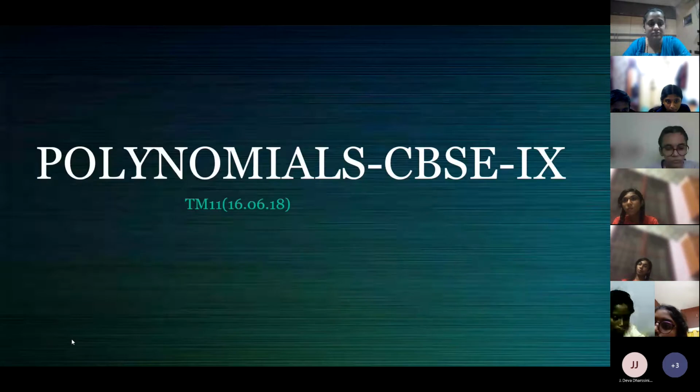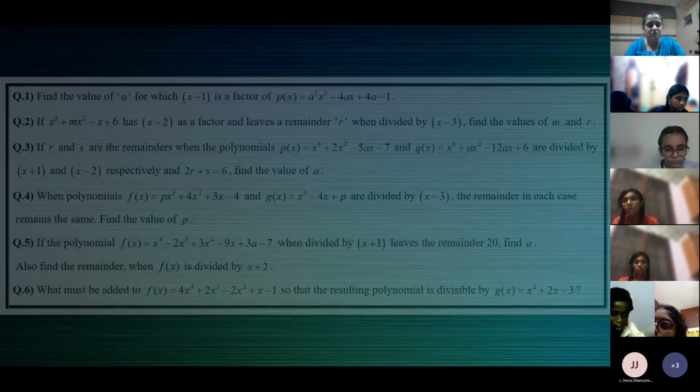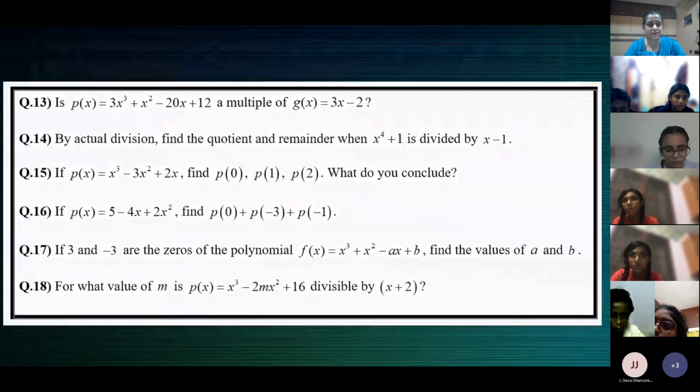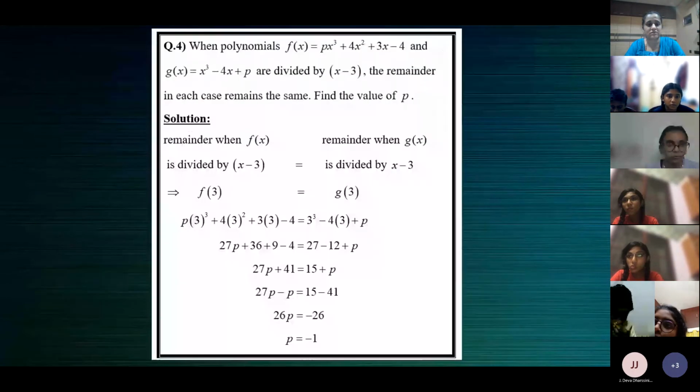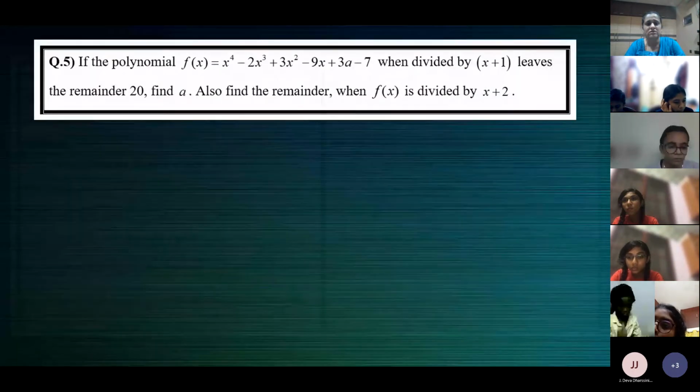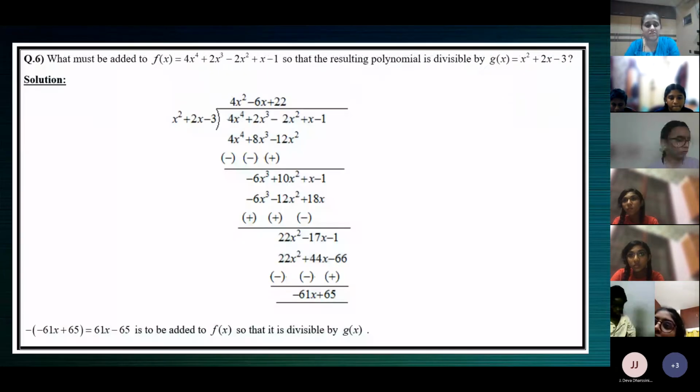Yeah, children. We'll continue with the problems based on the remainder and factor theorem. I think just let me know. I'll try to figure it out. Finished all this. Finished this. Yes, I should ask you about this also.